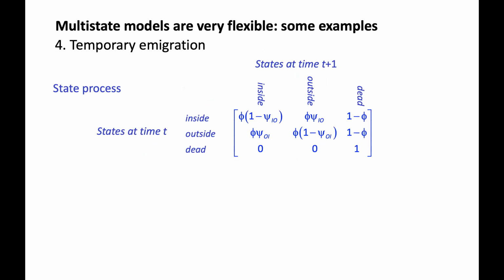It's a standard matrix. Okay, so temporary migration, that's one assumption we had a look at, or we mentioned, saying the fidelity and so on. So here it's a model where you can actually estimate the probability of temporarily leaving the study area.